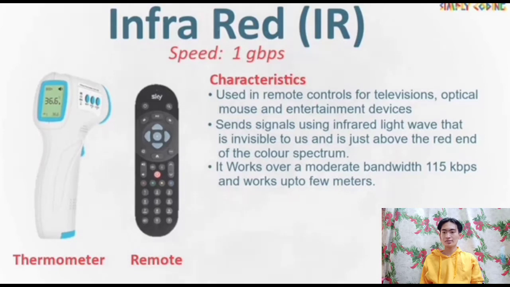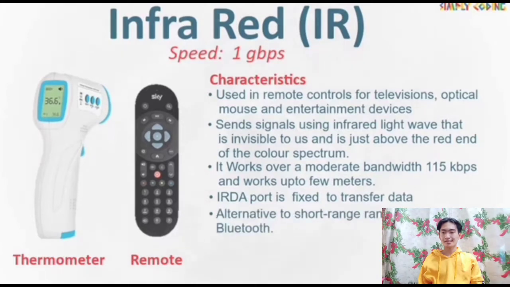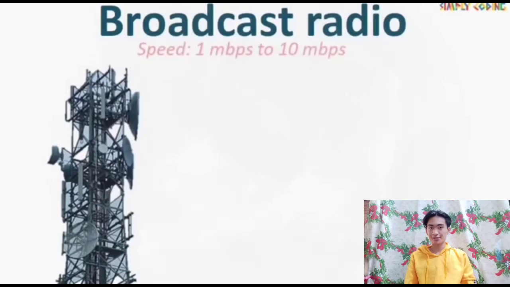Infrared technology uses diffuse light reflected at walls, furniture, or directed light. If a line of sight, LOS, exists between sender and receiver in infrared transmission, senders can be simple light emitting diodes or LEDs or laser diodes. Photodiodes act as receivers. Next is the broadcast radio.